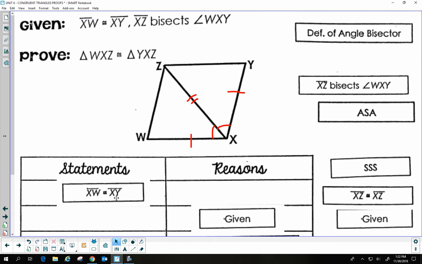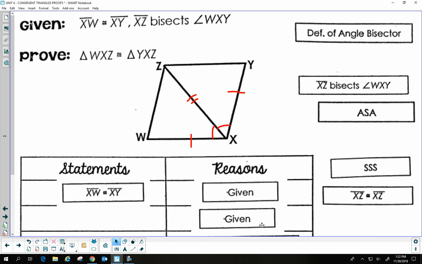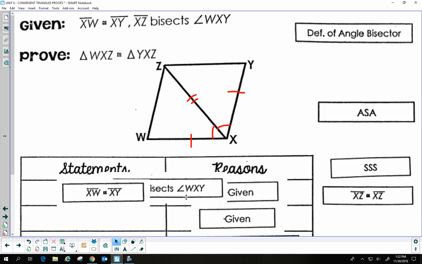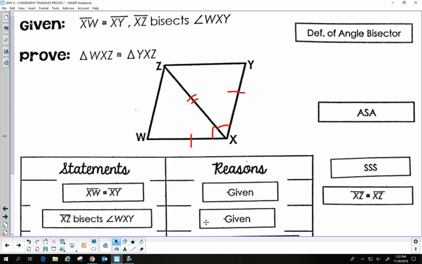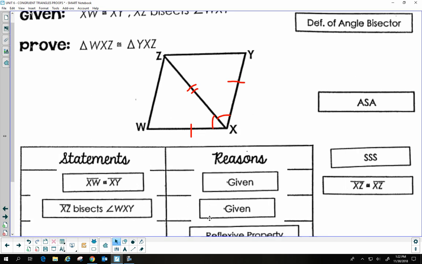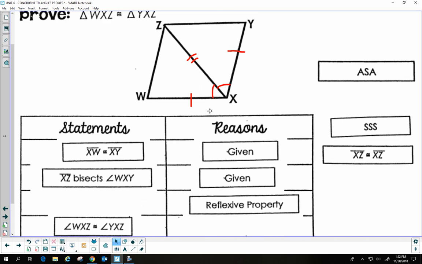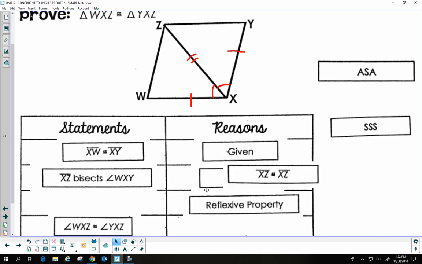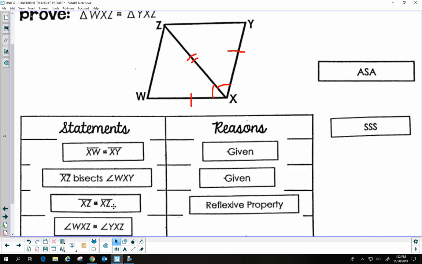XW being congruent to XY, that was something I was given. And then I was given one more thing, that XZ bisects angle WXY. So I'll put that in there for my next statement because it was given. We decided that this segment XZ was congruent to itself by reflexive property. There's my reason, reflexive property. So we'll grab that XZ is congruent to itself.